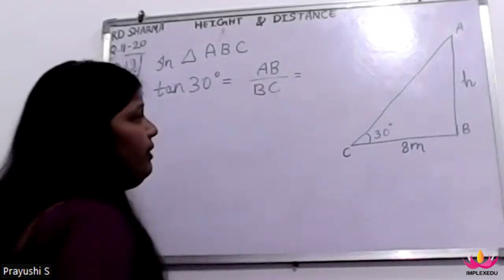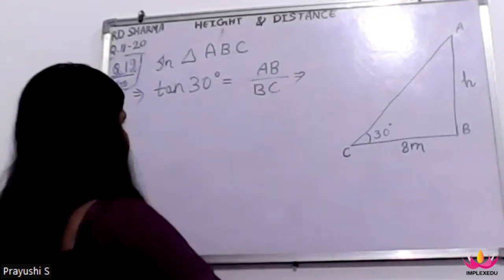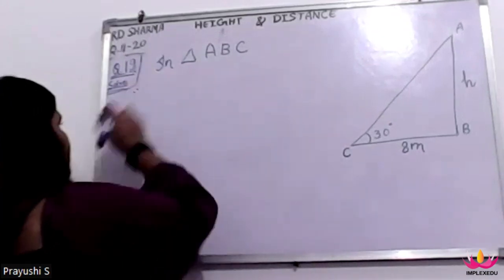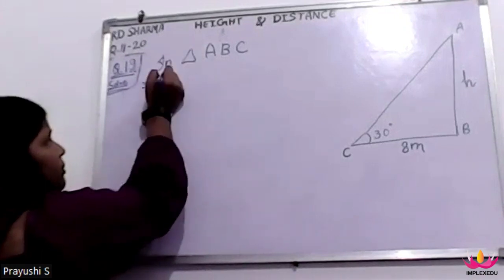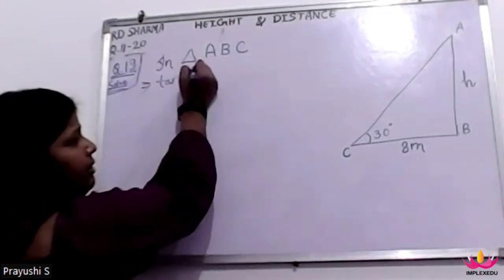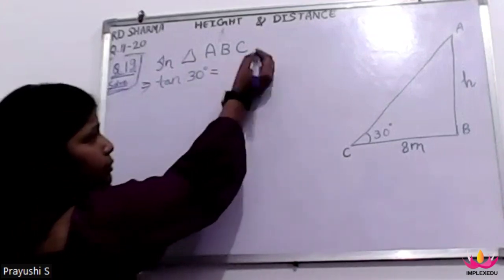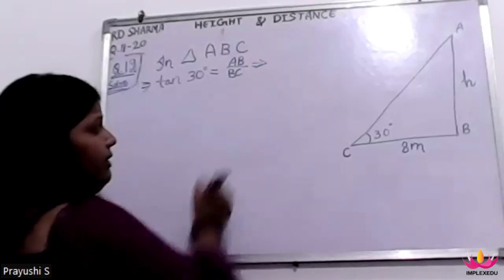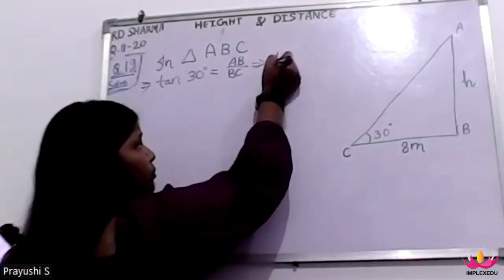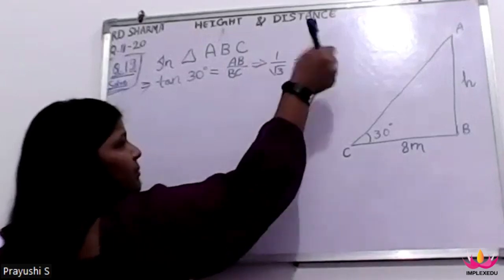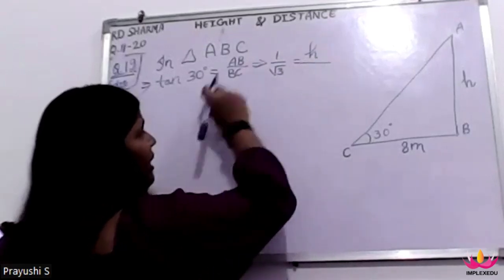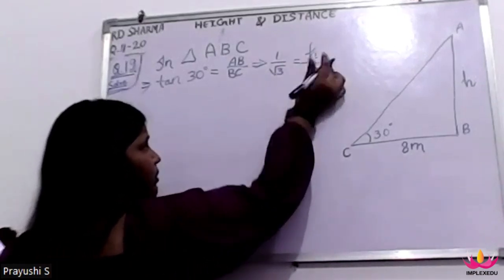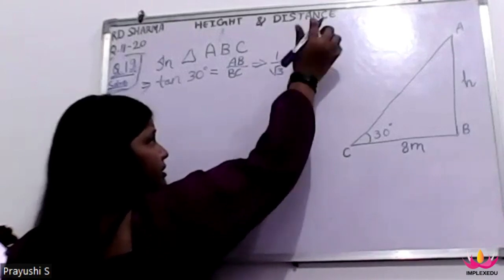Now, the value of AB, wait a minute. Let me write something later so that the whole part will be covered in this question. So tan 30 degrees is equal to AB upon BC. Now, tan 30 is equal to 1 upon root 3, we know that, correct? Now AB is equal to H, and BC is equal to 8 meters. So we will write it here, and this will be H.